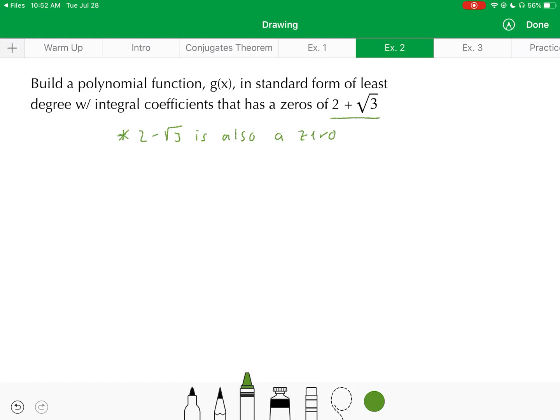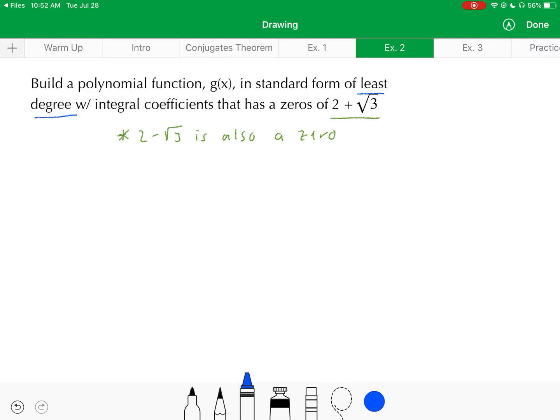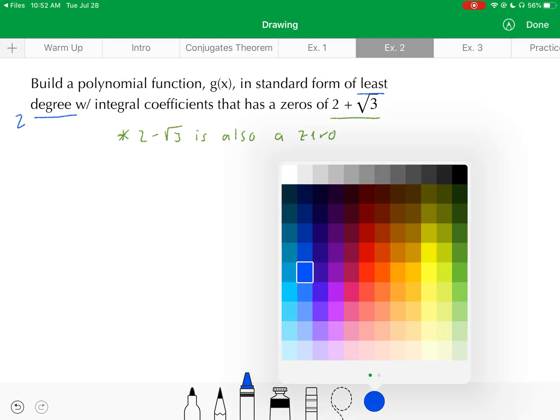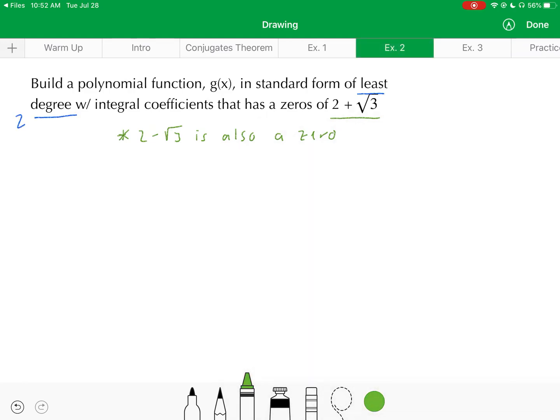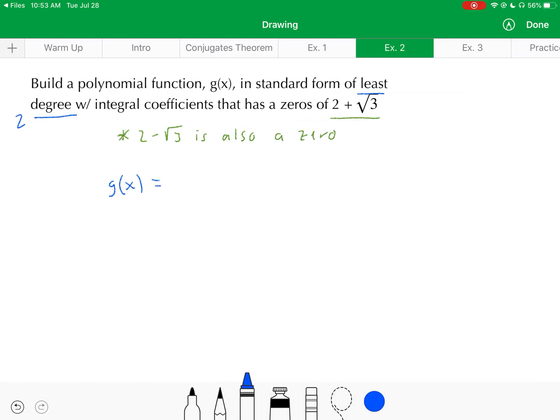Since there's only 2 zeros known, that means the least degree has to be 2. Okay. Least degree is going to be 2. All right. So I build the function g of x by taking each of these zeros. I take each zero and I subtract it from x, okay?